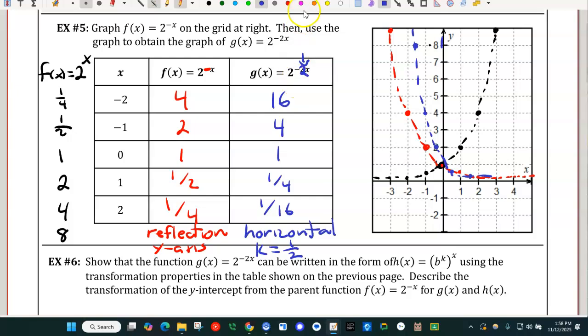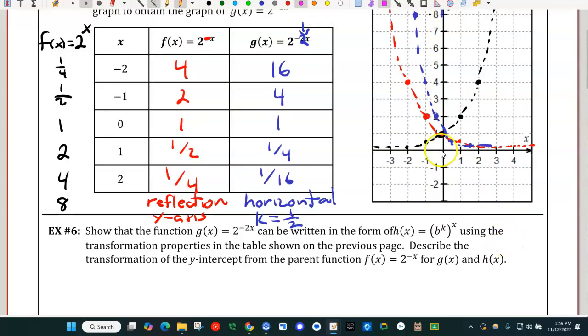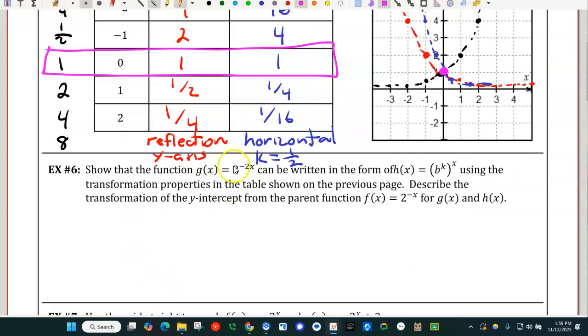All right. And then it asks below, describe the transformation of the y-intercept from the parent graph for f of x to g of x to h of x. Well, they're all the same. They all went through the same y-intercept, because for all of these, we could rewrite them in that format. Okay, so all y-intercepts are the same.